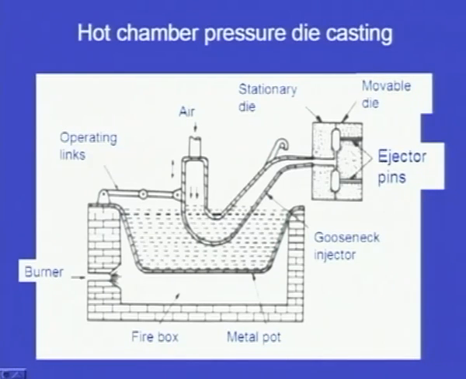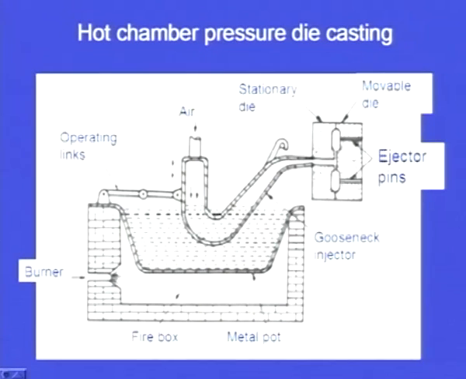So, this is the hot chamber pressure die casting system, and one of the drawbacks here is that we are using pressurized air. This pressurized air is pushing the hot metal, injecting the hot metal into the die cavity, and the molten metal is at a higher temperature. If we are making an aluminum casting, the melting point of aluminum is 660 degrees centigrade, and we melt the aluminum at about 750 degrees centigrade, that is the pouring temperature.